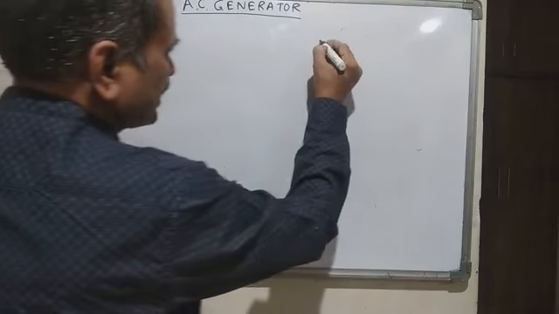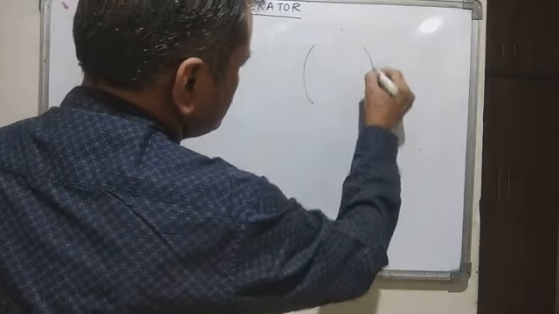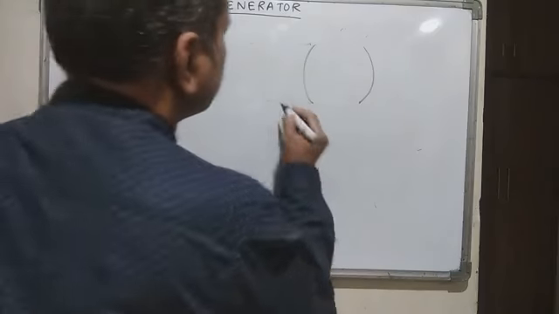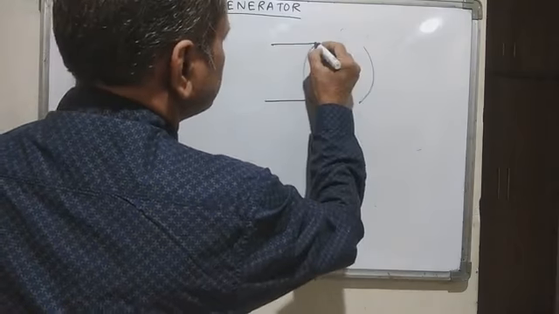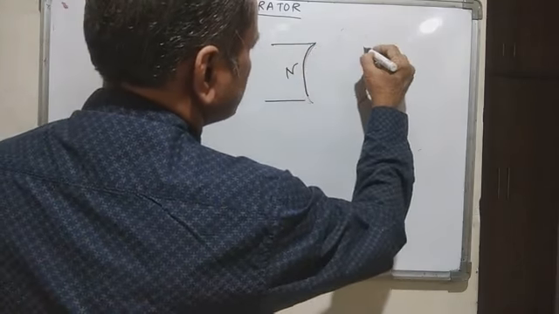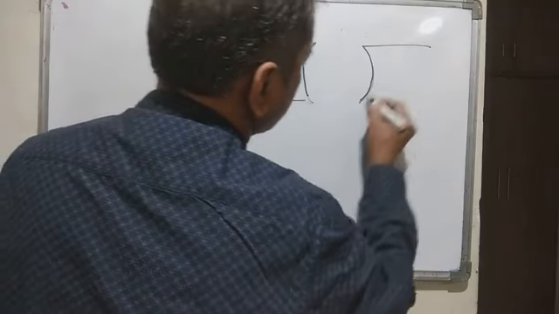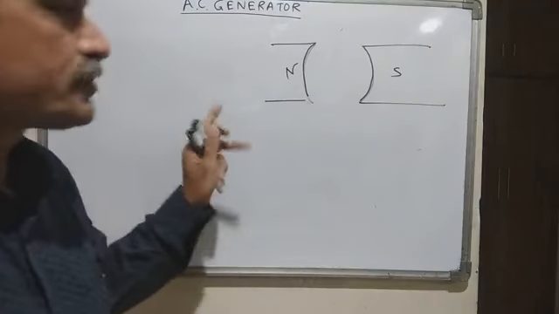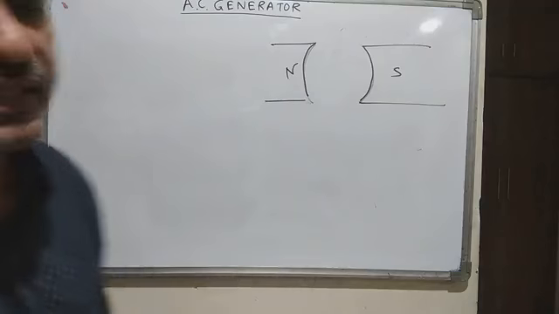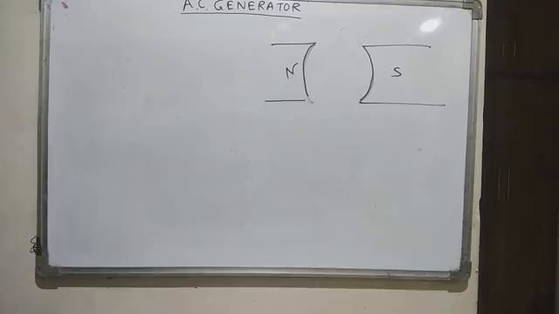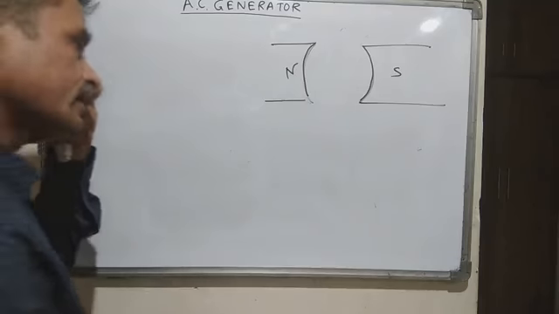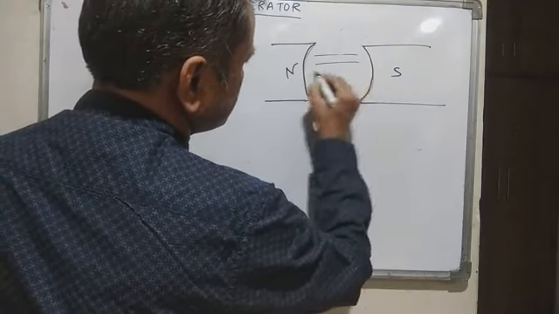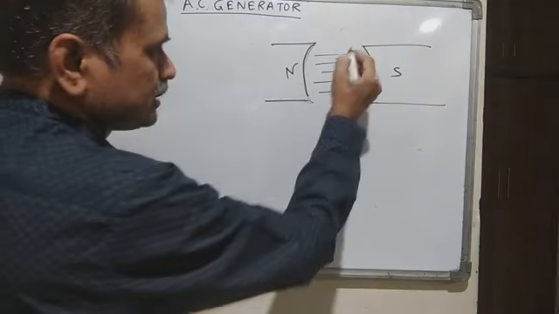So here I will draw a strong magnetic field. Suppose this is a horseshoe magnet. This is the north pole and this is the south pole of the magnet. Generally, an electromagnet is used to create the strong magnetic field. Normal magnets are not enough to generate the voltage, so we use a strong electromagnet. Now we know that the magnetic field lines will go from north to south.